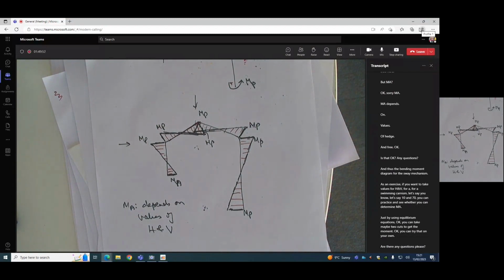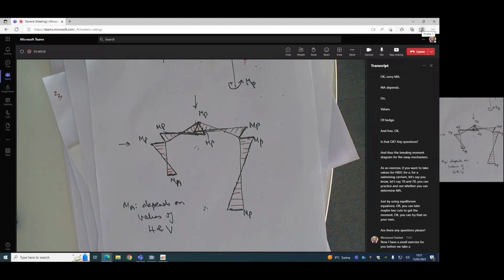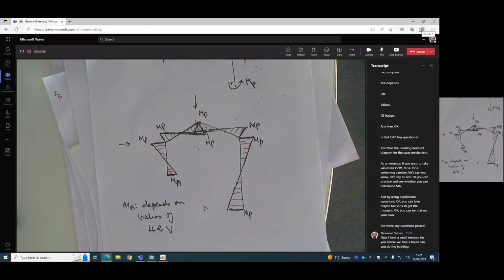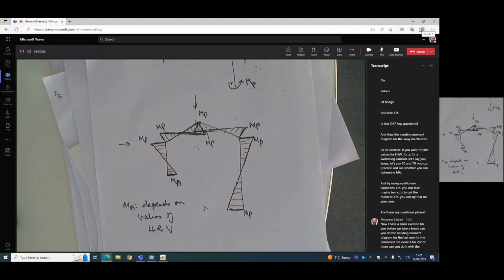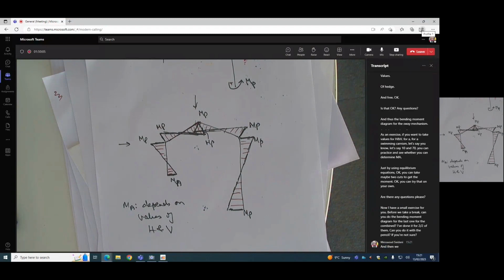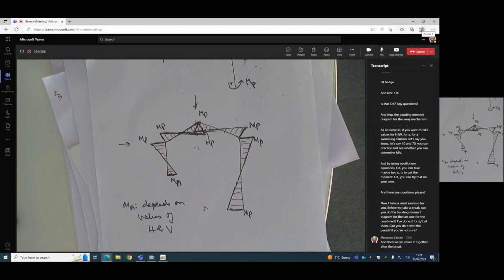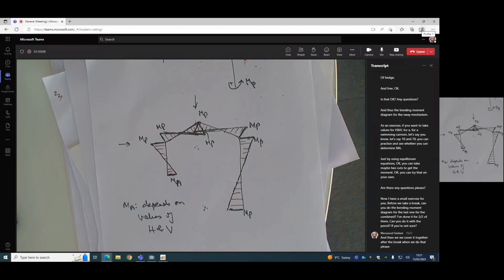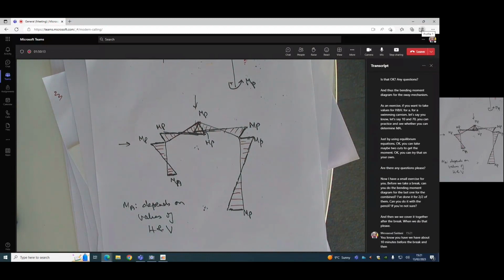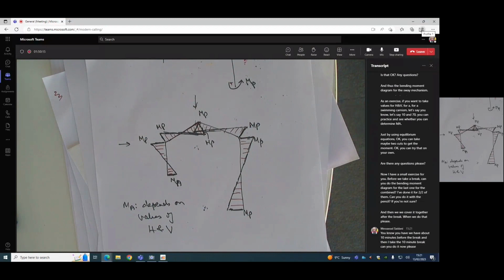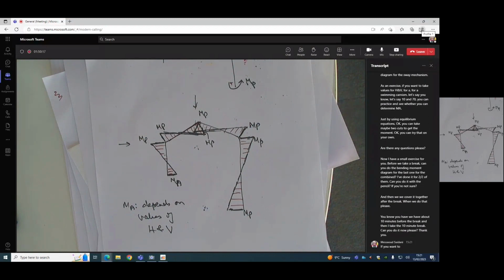Now I have a small exercise for you before we take a break. Can you do the bending moment diagram for the last one, for the combined? I've done it for two of them. Can you do it with the pencil if you're not sure, and then we cover it together after the break. We have about 10 minutes before the break, and then we take a 10-minute break. Can you do it now, please? Thank you. If you want to work together, that's fine.